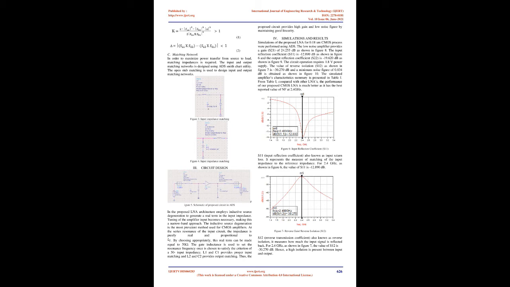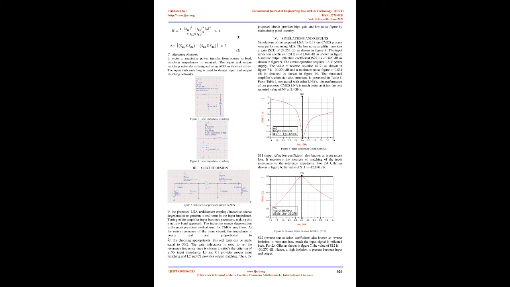Figure 5. Schematic of proposed circuit in ADS. The proposed LNA architecture employs inductive source degeneration to generate a real term in the input impedance. Tuning of the amplifier input becomes necessary, making this a narrowband approach. The inductive source degeneration is the most prevalent method used for CMOS amplifiers.